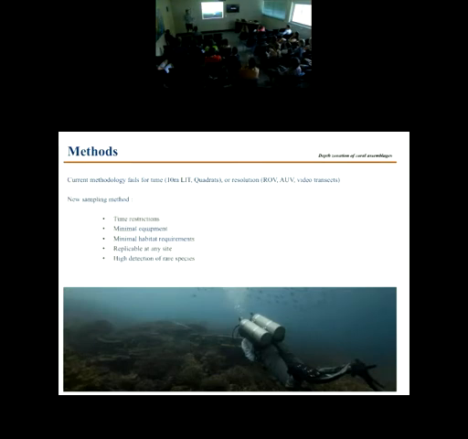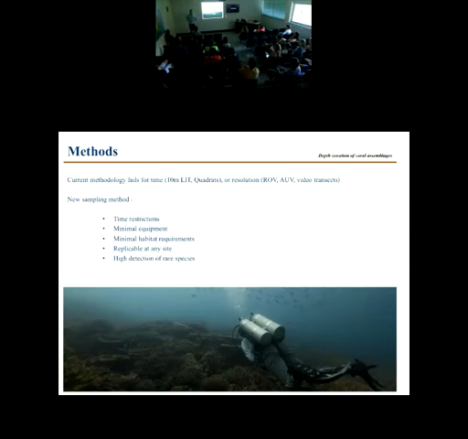So I'm proposing a new sampling methodology, and this is going to be based on a technique which is established for bird diversity surveys in terrestrial ecology. It's been quite well tested, and it's going to encompass these time restrictions that I've got, quite strict time restrictions at depth, require minimal equipment, so I won't be messing around with tapes, minimal habitat requirements, so I won't need a continuous section of reef at a particular profile in order to complete this survey. Importantly, it has to be replicable at any site, so I can actually get out and use this and create a consistent method. And it has to have a high detection rate of rare species.